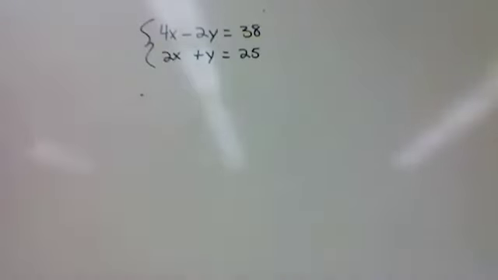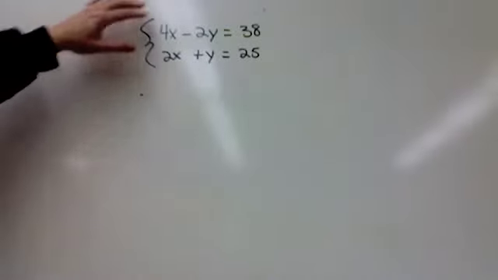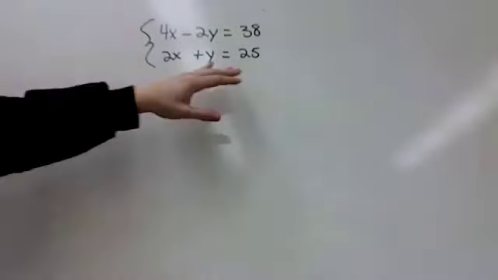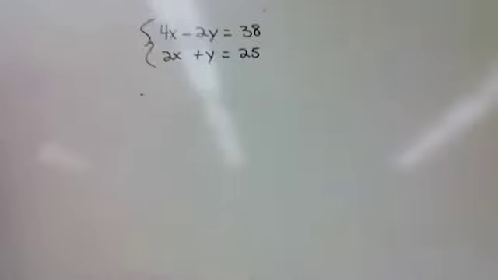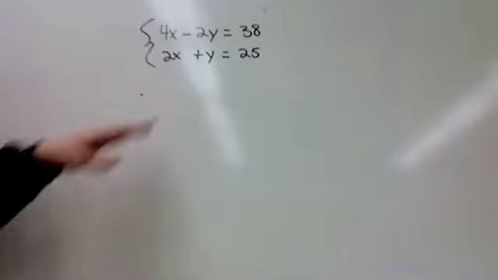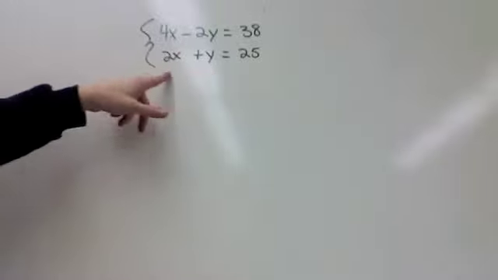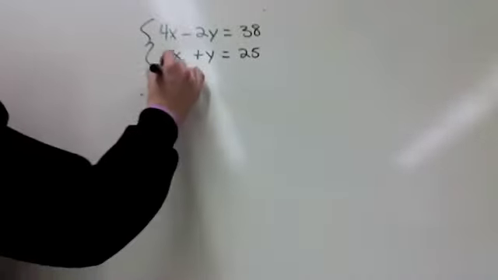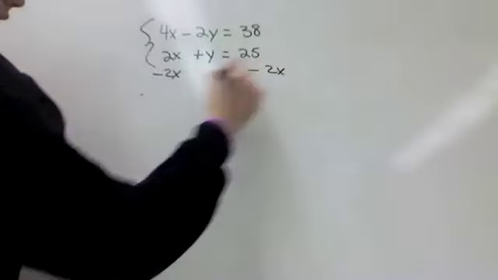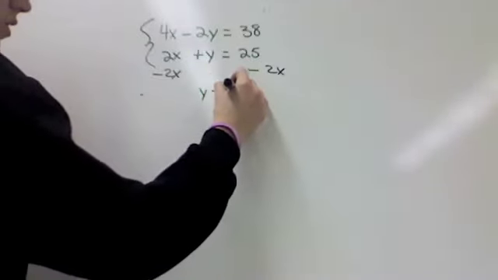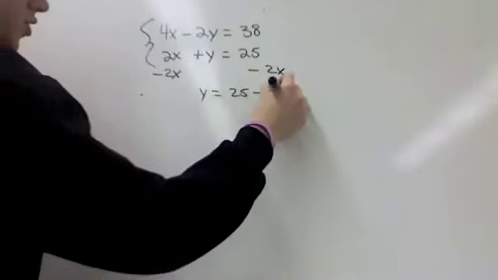So let's try one more example here just to make sure we understand the information. Again, we have 4x minus 2y equals 38 and 2x plus y equals 25. Now again, it doesn't matter which one you choose, but just to make things easier, you see we have y by itself here. Y doesn't have a coefficient, so we can go ahead and just use y. We'll subtract 2x from both sides, and it leaves us with y equals 25 minus 2x.